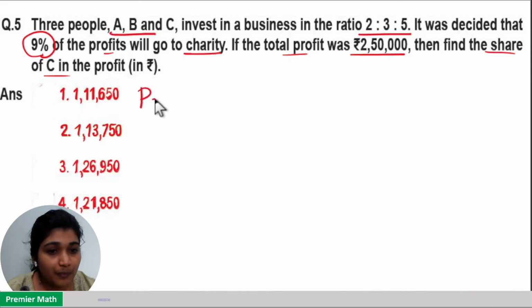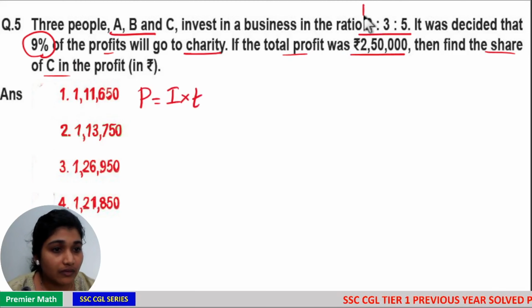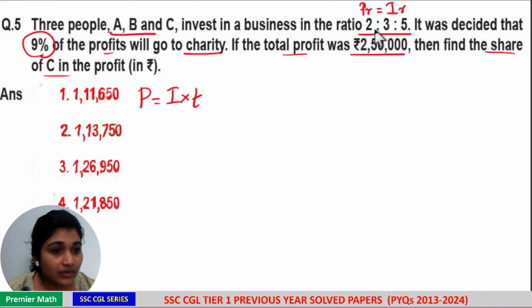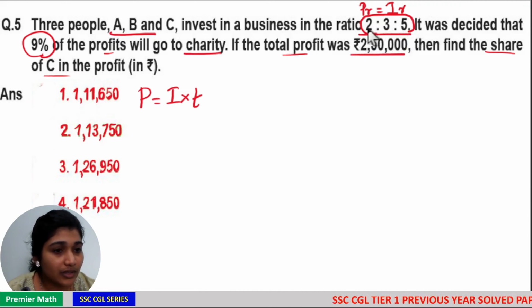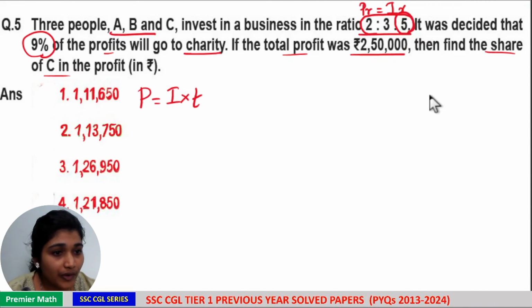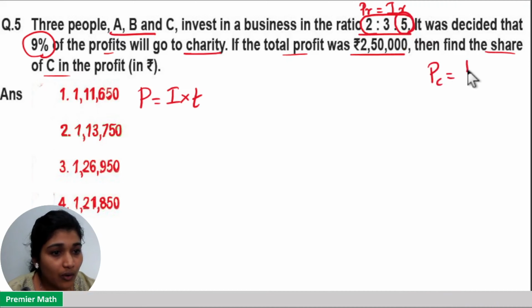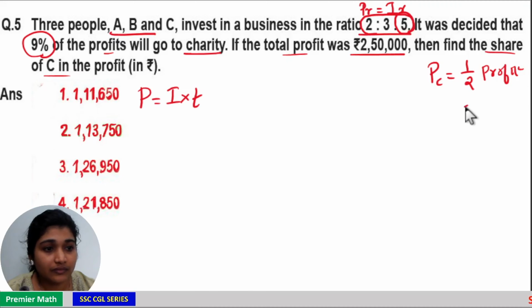Here, profit is investment into time, but time is not mentioned in this question, so we can ignore that part, which means the profit ratio is the same as the investment ratio. That is, profit is divided in the ratio 2 is to 3 is to 5 for A, B, and C. And 2 plus 3 plus 5 is a total of 10 parts. That is, A and B together have 5 parts and C alone has 5 parts. That is, C alone gets half of the profit, that is 5 by 10.